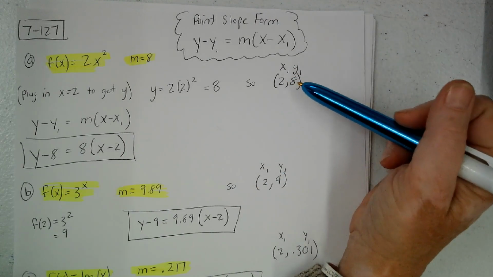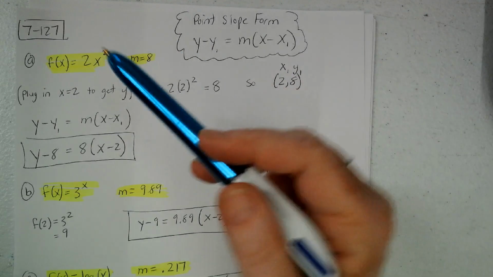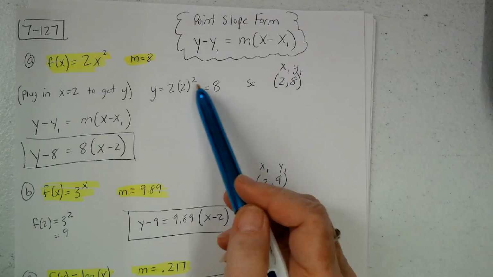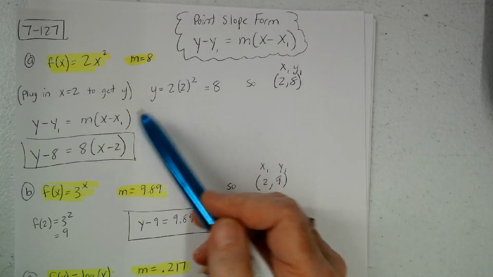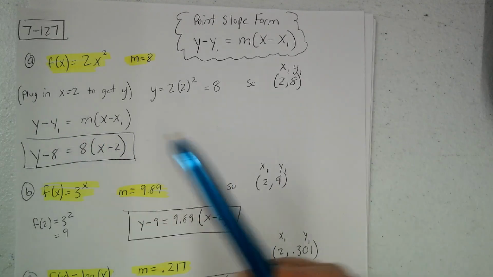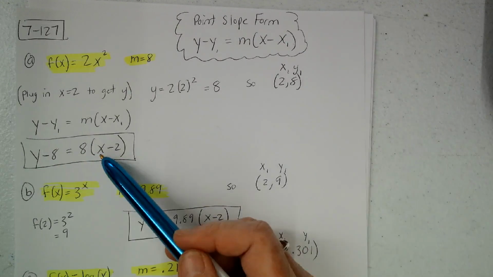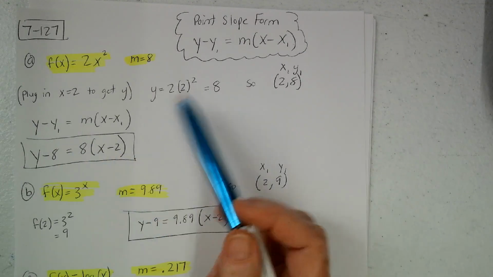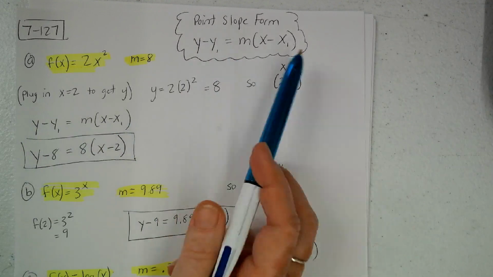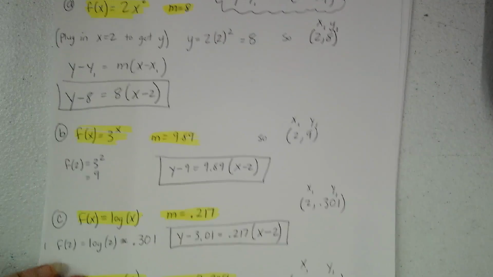To get the y, I just plug 2 in. So 2 squared is 4 times 2 is 8. So here's where I show that I plug it in. And then I just replace y1 with the 8 and x1 with the 2. I'm just using this formula for point slope form. So I just keep doing it.